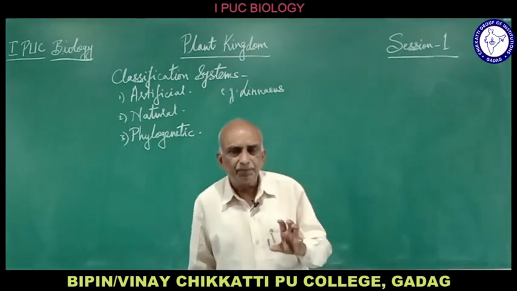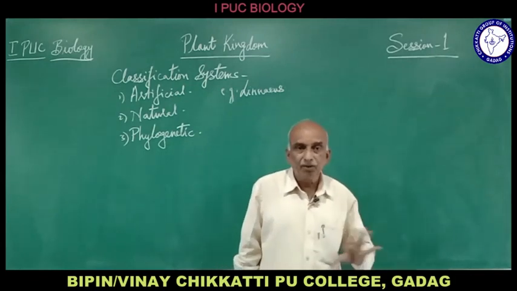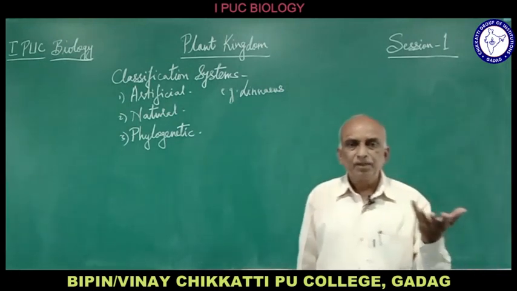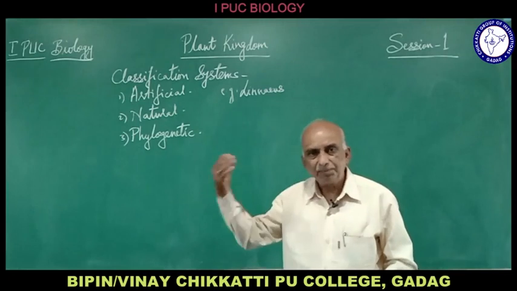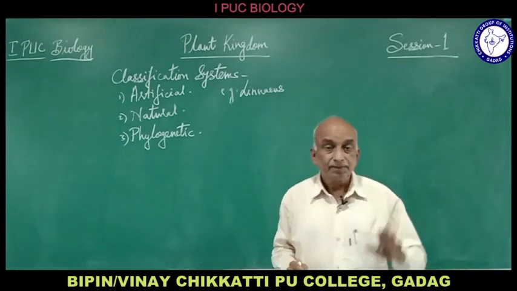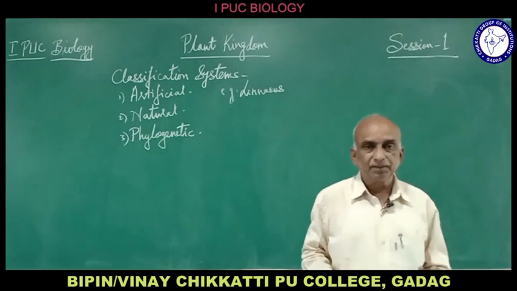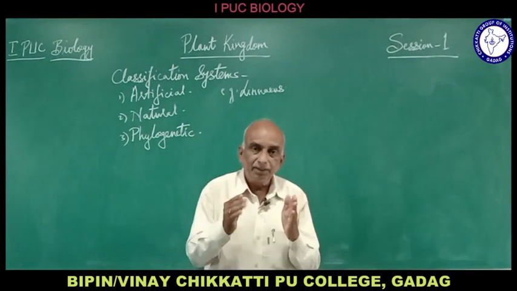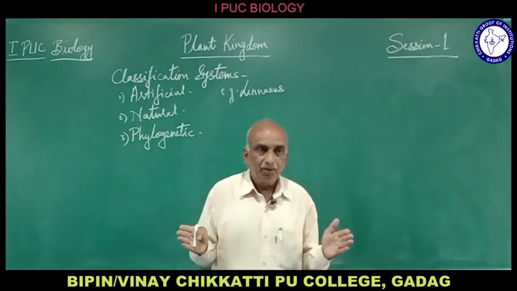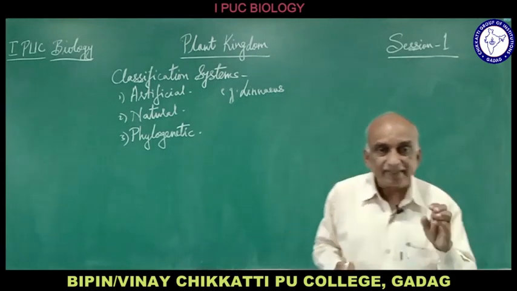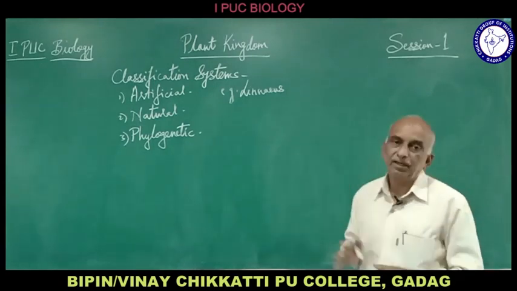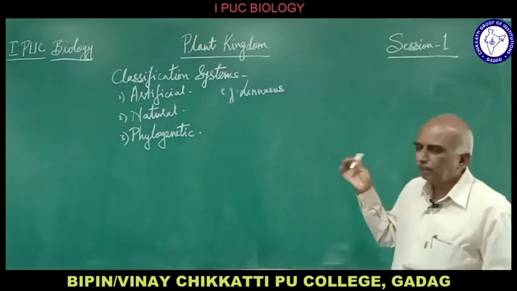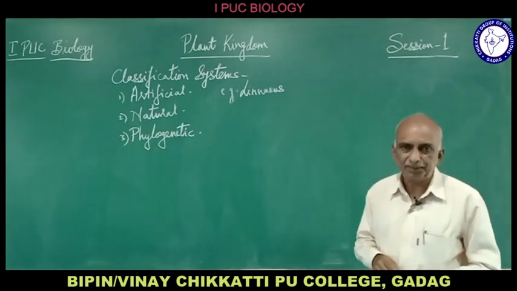Whatever may be the number of groups, we are not bothered about the number of groups. Anyone may classify plants into 5 or 6 groups. Some other may classify plants into 10 groups, some other into 15 groups, and so on. So the number of groups is not important. When the groups are made based on a single character, we call it an artificial classification. So Linnaeus had done that, and there are many other scientists. We are not giving many examples.